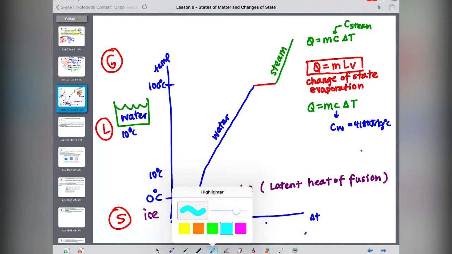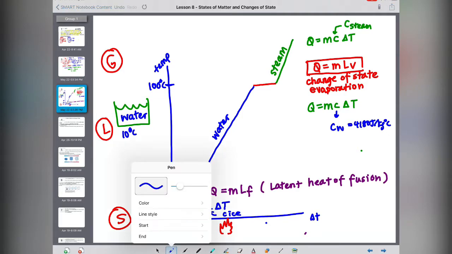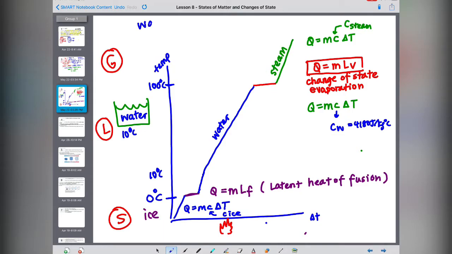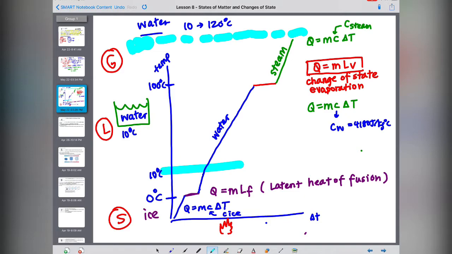If I give you a question that says, if I bring water from 10 to 120 degrees Celsius, there are actually 3 parts to this. It's almost like bringing a highlighter: I start my question at 10, I end at 120, which is up here. I need to find, from the first line at 10, Q equals mc delta T, adding the latent heat, Q equals mLv, plus Q equals mc delta T. There are going to be 3 sections that I need to cover.